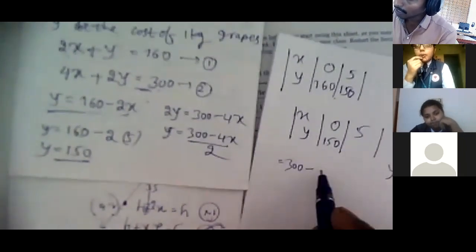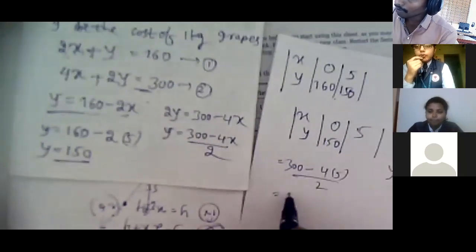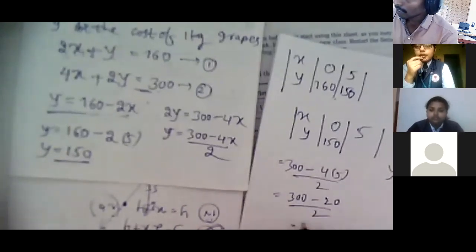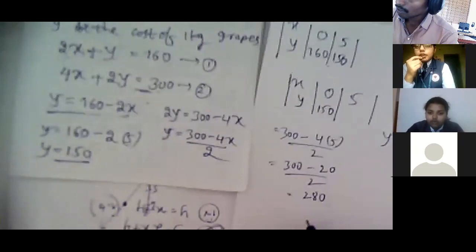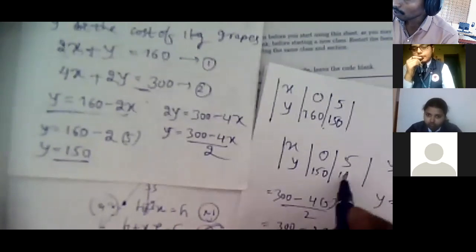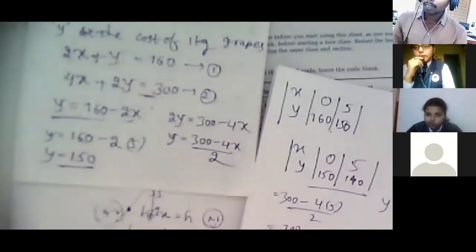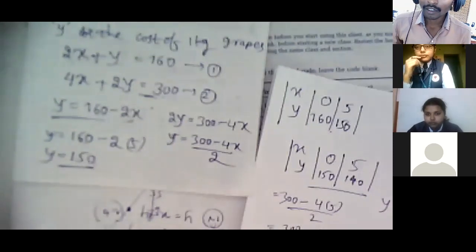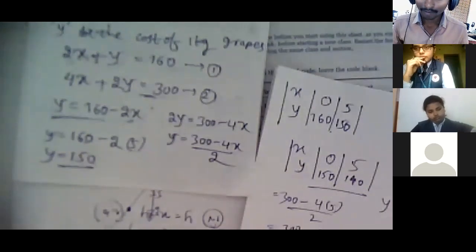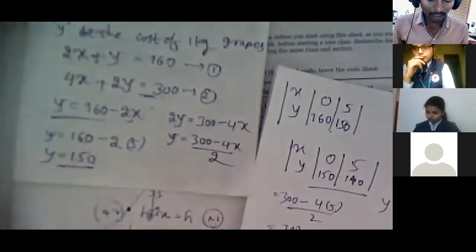x is equal to 5. Therefore, y is equal to 300 minus 4 into 5 by 2, which is 300 minus 5 fours are 20 by 2, that is 280 by 2, equal to 140. Yes, the table is over. Next, plot the graph. Everyone plot the graph fast. I will give an introduction to the next concept.